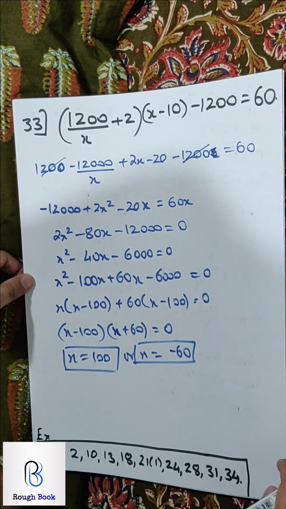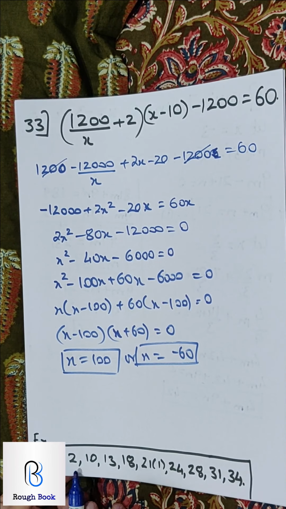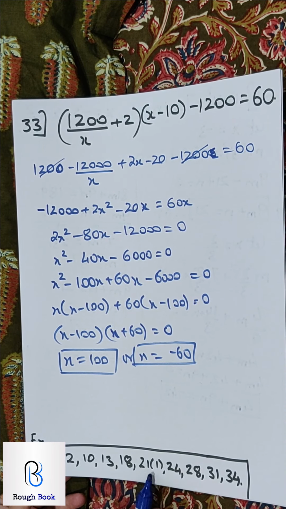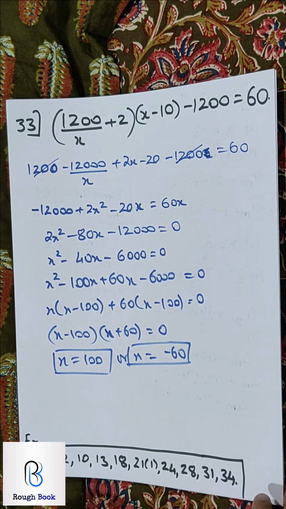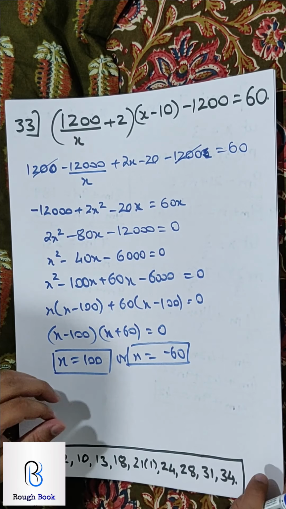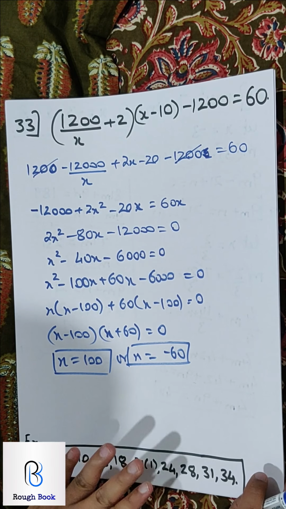For your homework, I'm not giving you a lot of work. 5C, 2, 10, 13, 18, 21 part 1, 24, 28, 31 and 34. So please do these sums in the video and your notebook, and this separately in your notebook only as a homework section.